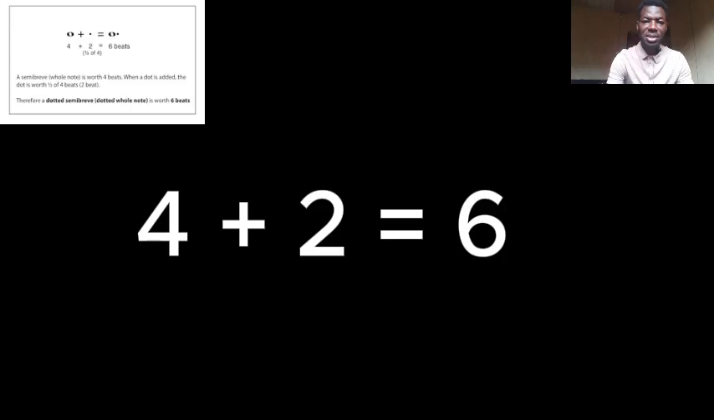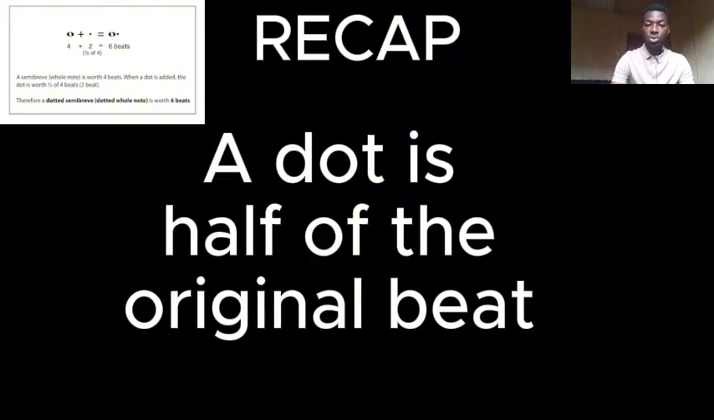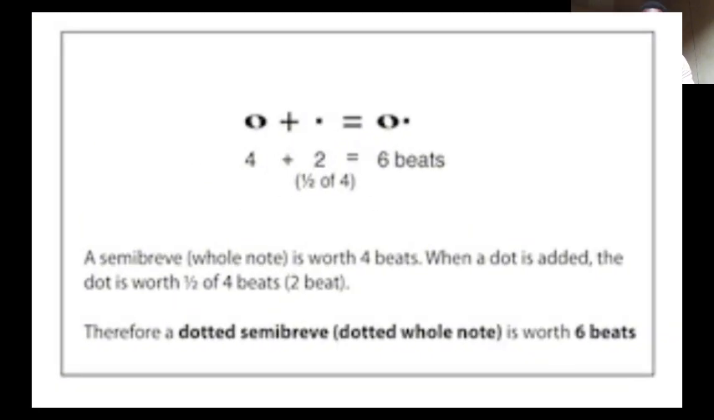Do you get that? Let me take it again. So a dot is half of the original beat. Using a semibreve as an example, a semibreve normally has 4 beats. Good. Now if a dot is put beside it, it means that we have to look for half of the original beat and add it to it. So the original beat is 4. Let's think, half of 4.